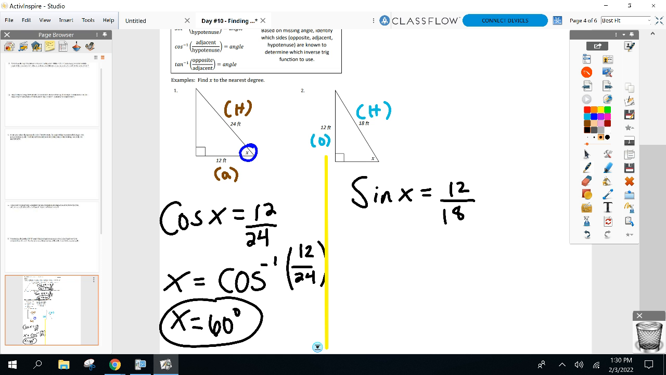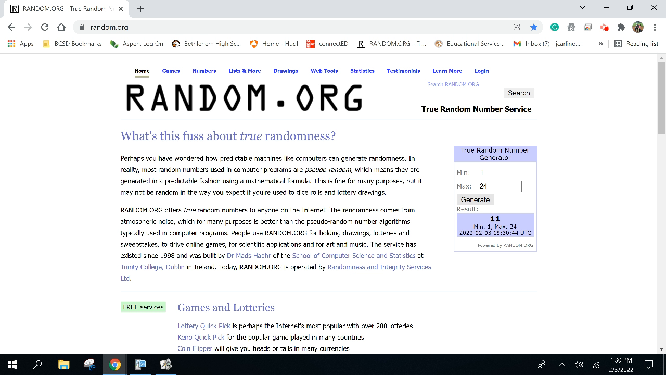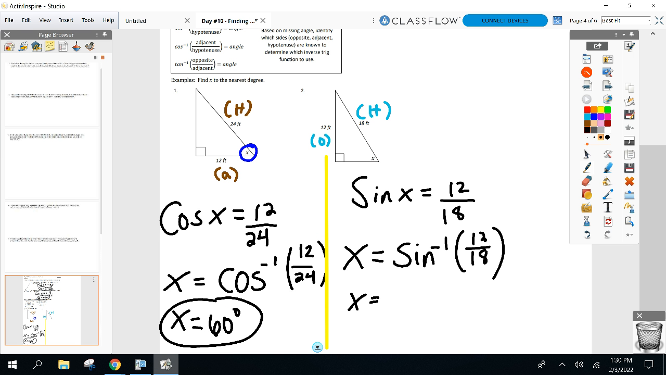Ask your calculator, what angle has a sine ratio of 12 over 18? So angle X will be equal to inverse. Let's start using the vocabulary. Inverse sine 12 over 18. And the directions are nearest degree here, so whenever you're ready. 42. Good. Questions, comments?